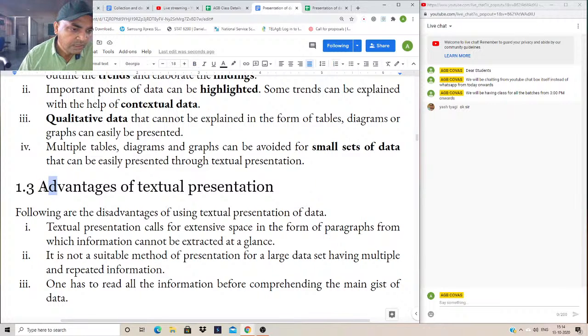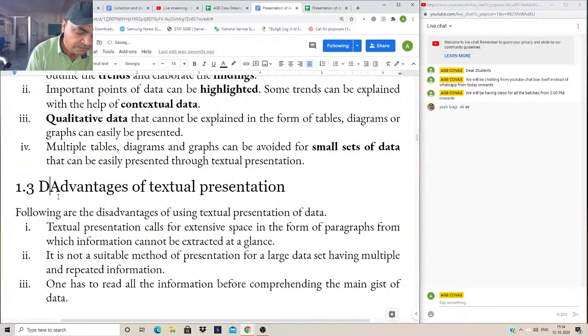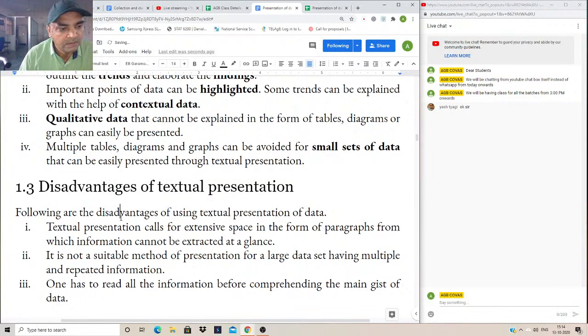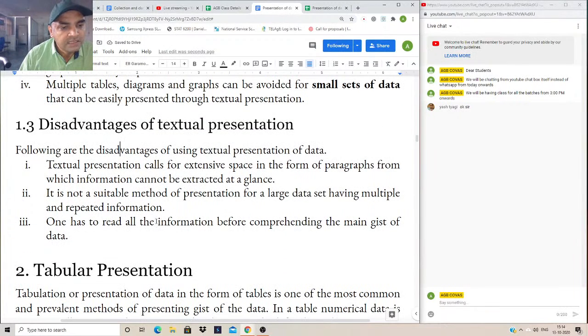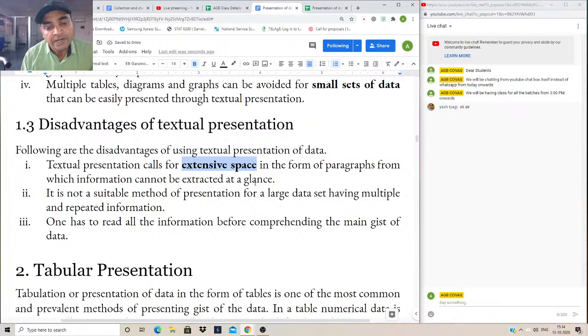Now coming to the disadvantages of textual presentation. What are the disadvantages? It calls for extensive space. Of course, a table can accumulate a lot of information within a smaller space. At the same time, when you describe your findings in textual form, you will require extensive space in the form of paragraphs and other things.